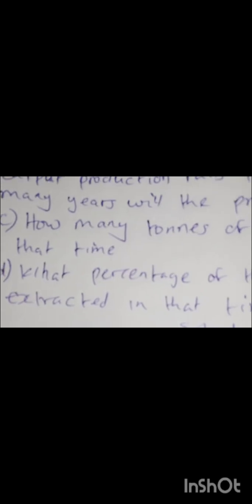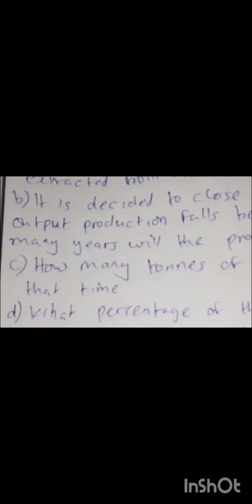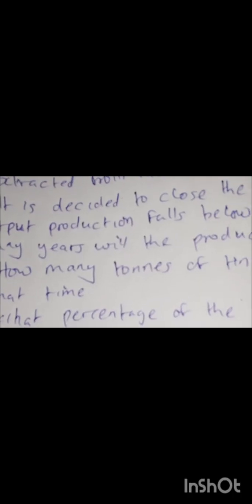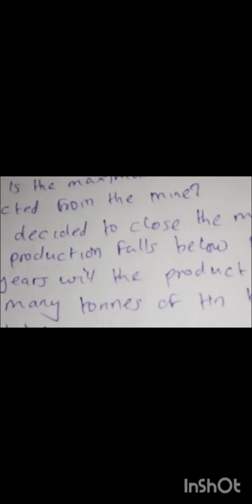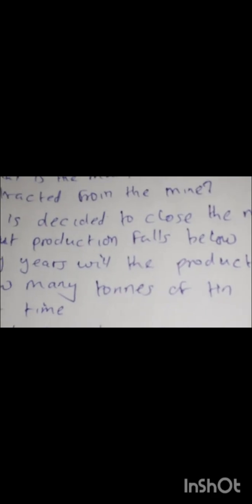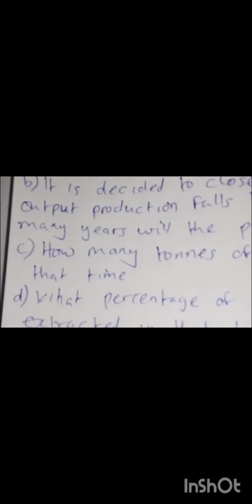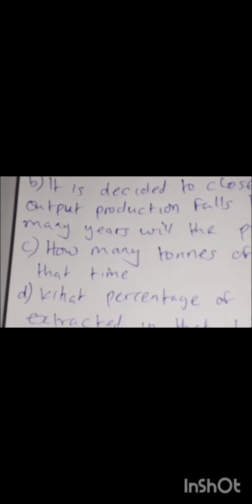So now let's move to our C. C is saying how many tons of tin will be taken up to that time. The time is 8 years. From our previous part, we found that n is 8 years. So how many tons of tin will be collected in 8 years? For this one, you're going to use the formula for the sum of a GP.